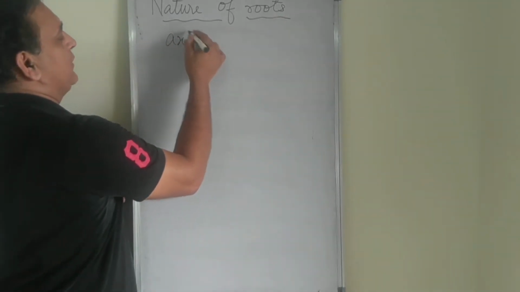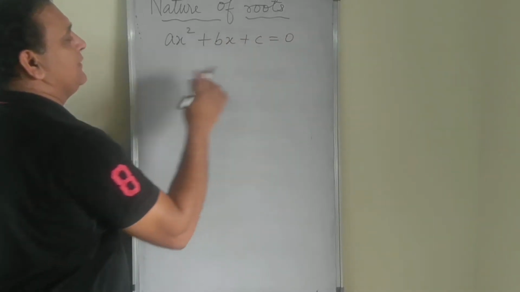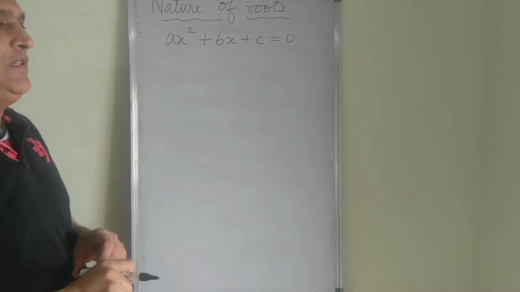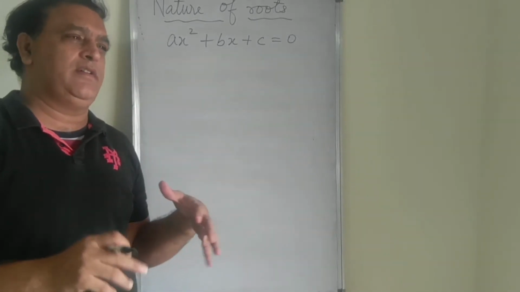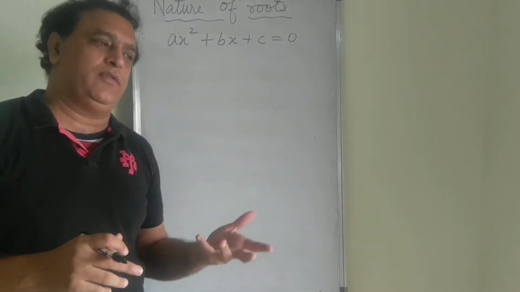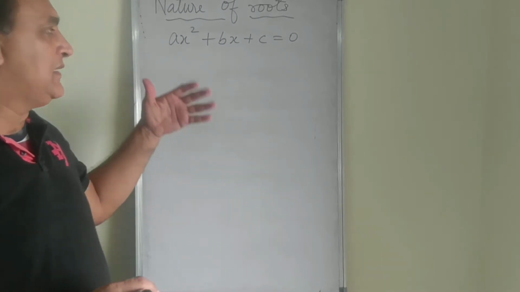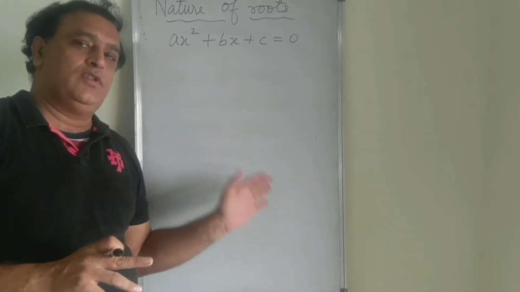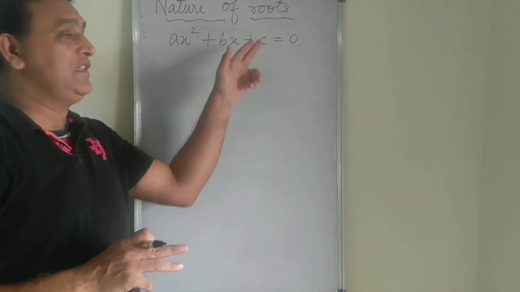First, the quadratic equation can be written like this. This is in the standard form. So what is the nature of roots? Whatever answers we are getting, like we have seen, we get two values of x, different types of values. So before solving it, we can say what kind of solutions or zeros of this equation will be. That is called nature of roots.